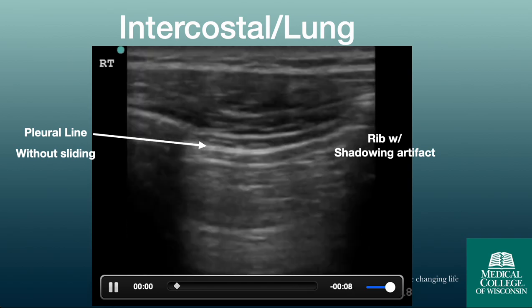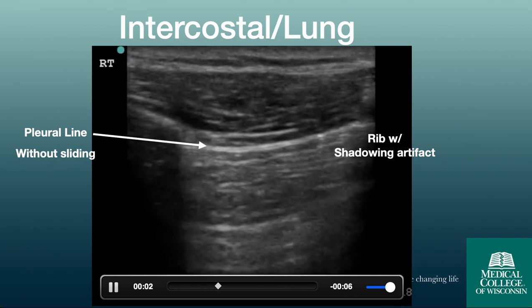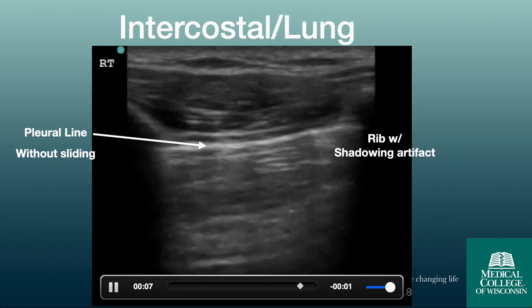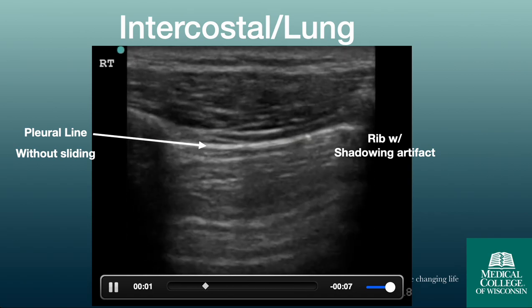Now, you don't know if there's just a small amount of air or a large amount of air, but if there's any air separating the lung and the chest wall, that tells you that there is a pneumothorax, which in the setting of trauma, if someone's hypoxic, this could be an indication for an emergent chest tube.